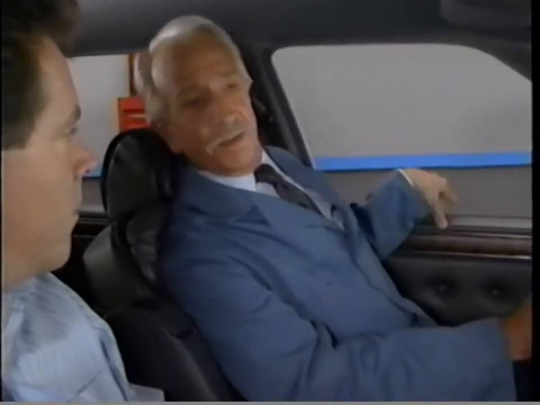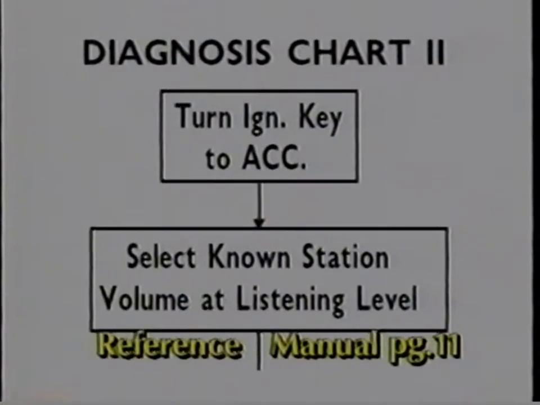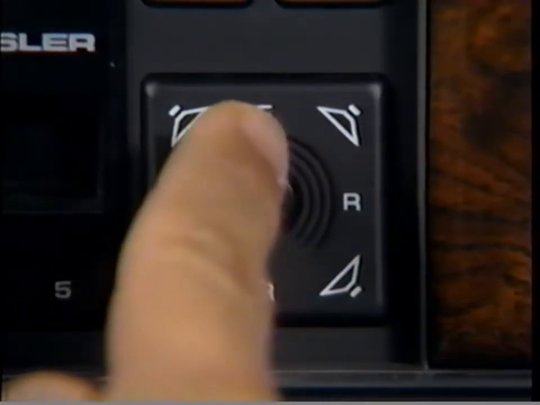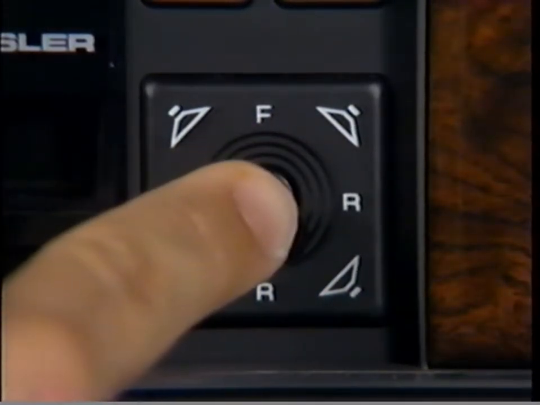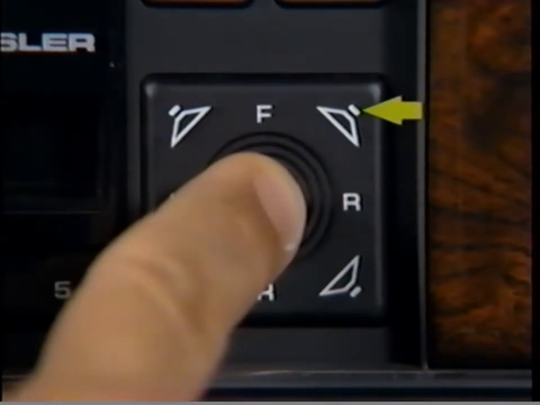First of all, we want to follow the 6-step troubleshooting procedures and begin by verifying the customer's complaint. Using Chart 2, we see that we must first turn the ignition to the accessory position, and then tune the radio to a known strong station. Adjust both the fader and balance to check which speaker has the problem. That's how you narrow the problem to one or more speakers on all Chrysler systems.